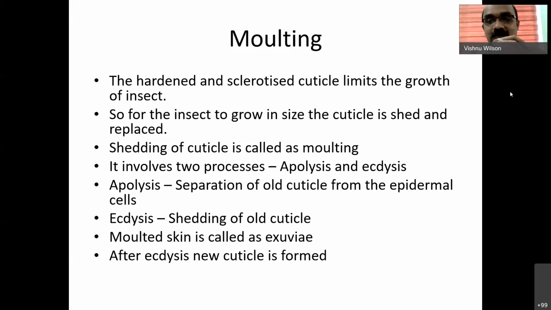I'm repeating, insect periodically sheds its cuticle. Just a minute, just a minute. Aparna.